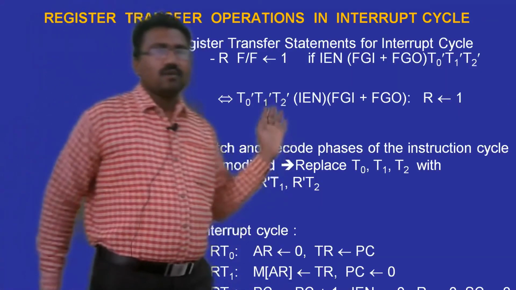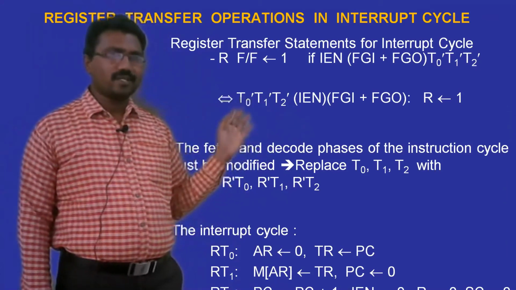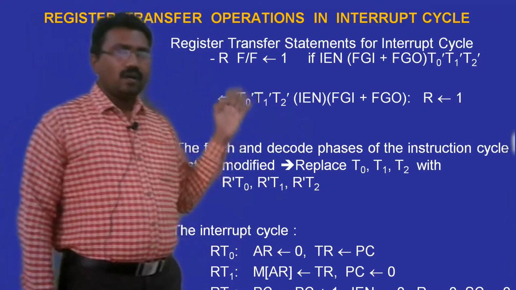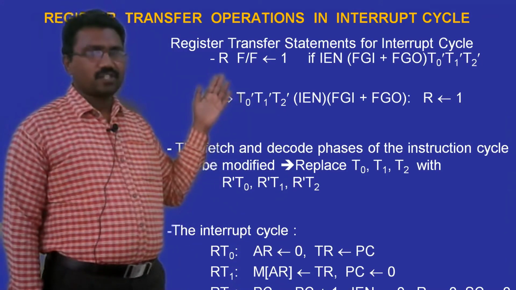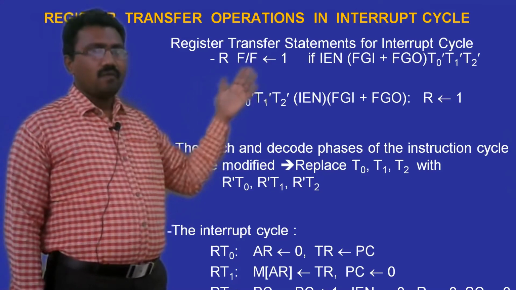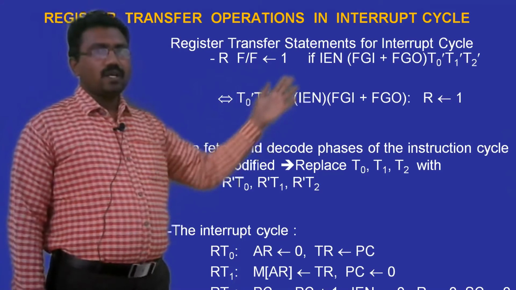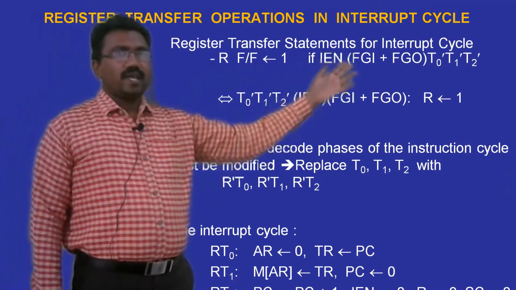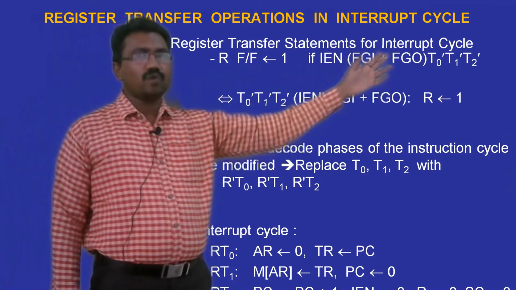Now we'll see what the register transfer operations in the interrupt cycle are. So far we have discussed a concept; here the interrupt cycle is added to the instruction cycle. When the R flip-flop is set to 1, what is the control function? Here IN is 1, and either FGI is 1 or FGO is 1. FGI plus FGO is equal to 1.